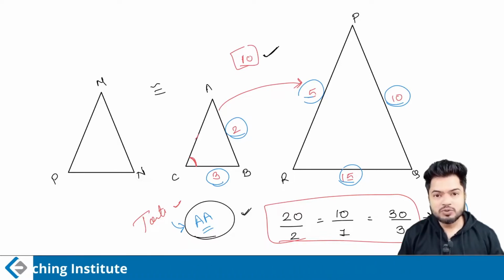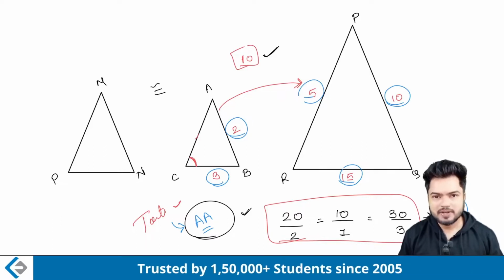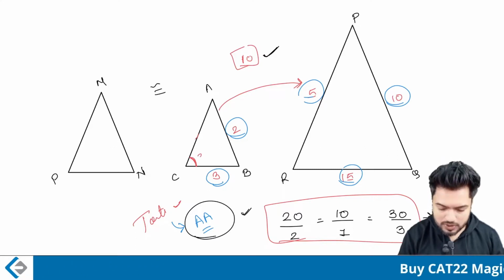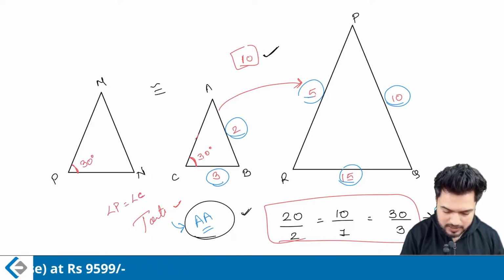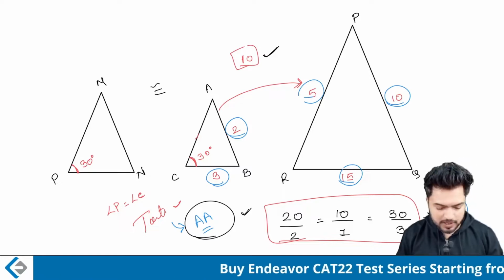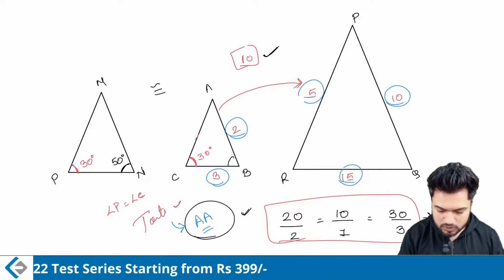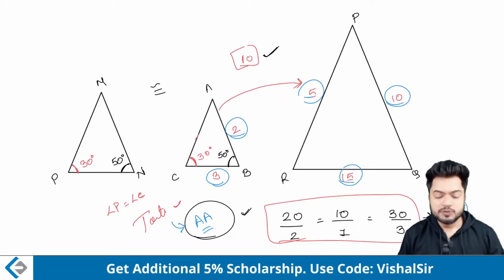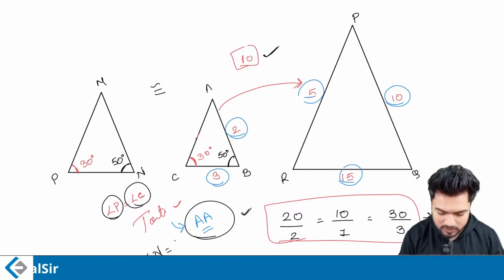Okay, but you just have to prove that two angles of these two triangles are the same, which means these two triangles are similar. So if I prove that this is 30° and this is also 30°, you can say angle P is equal to angle C. Similarly, if this angle is 50° and this angle is also 50°, then I proved that angle P equals angle C and angle N equals angle B.